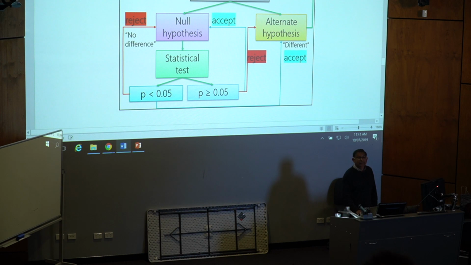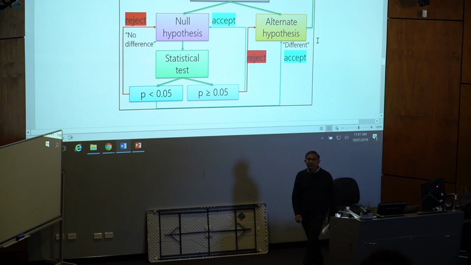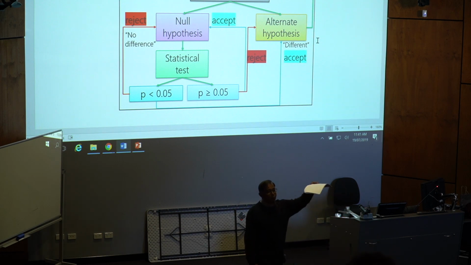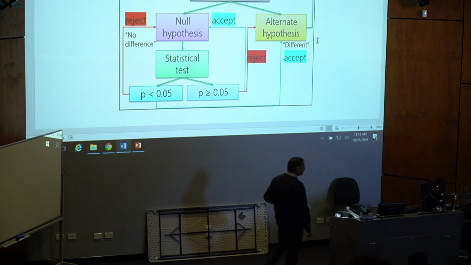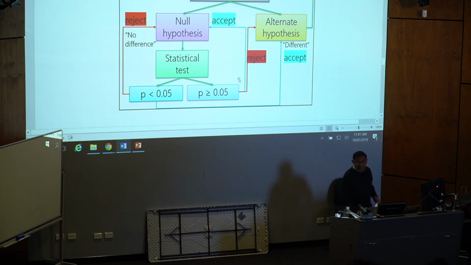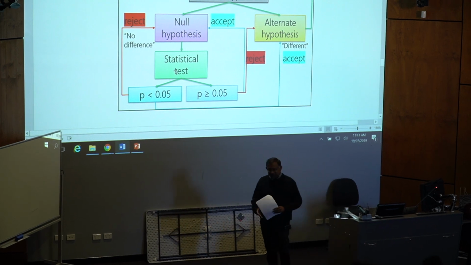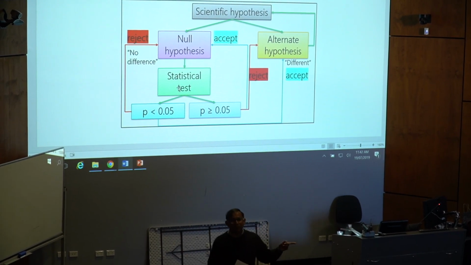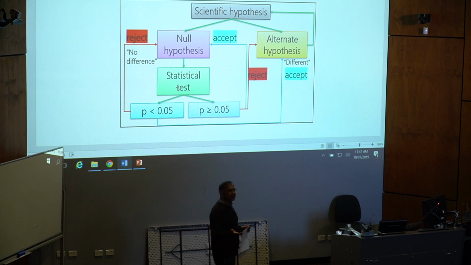So the steps here, once again, start with the scientific hypothesis at the top. You then create a pair of hypotheses for the statistical test, the null and the alternate hypothesis. All of this is simply based on the wording of the scientific hypothesis. You then perform the statistical test on the null hypothesis. So you've got your data, you perform your t-test or f-test or chi-squared test, and at the end of it, you get a p-value. Compare the p-value with your a-value, whatever has been decided.